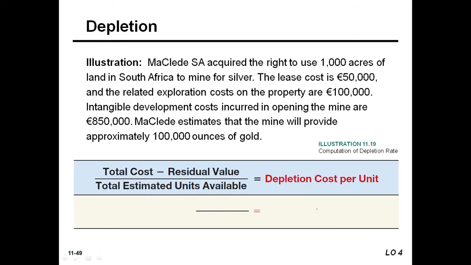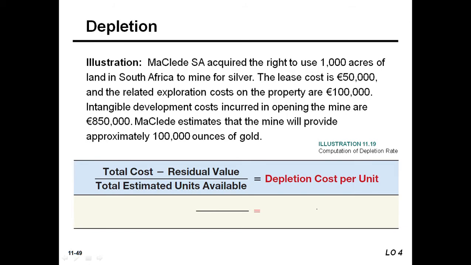Okay, so in this case, let's use a small example. Let's say the company, MacLeod company, has acquired the right to use 1,000 acres of land in South Africa to mine for silver. The lease cost was 50,000 and the related exploration cost of the property was 100,000. Intangible development cost incurred in the opening of the mines is 850,000, and it's estimated that the mine will provide approximately 100,000 ounces of gold. Okay, so they went to mine for silver and they got gold. Okay, let's have a look at that.